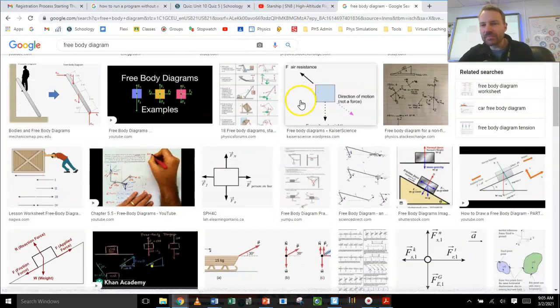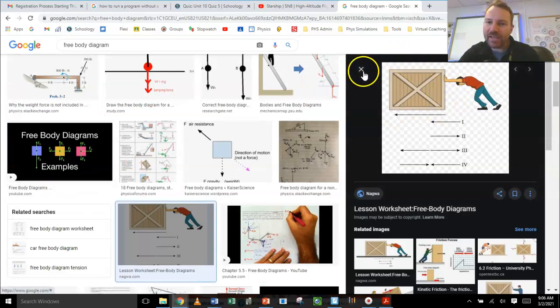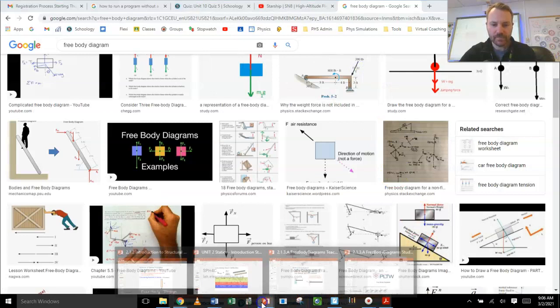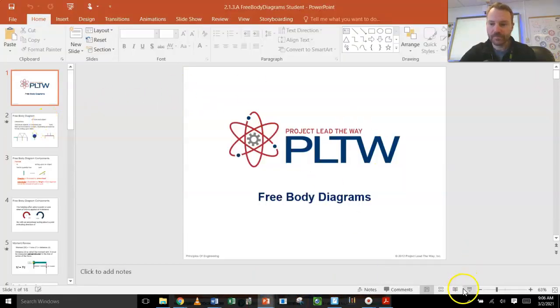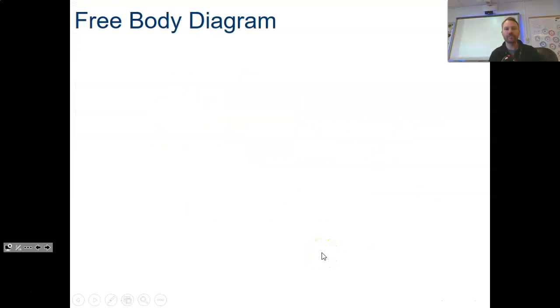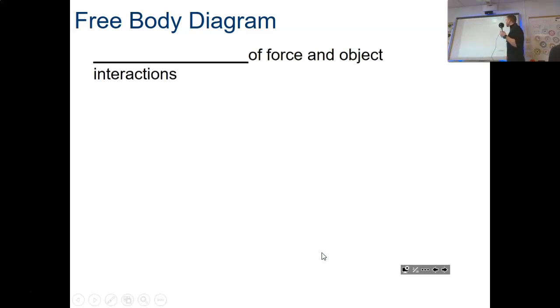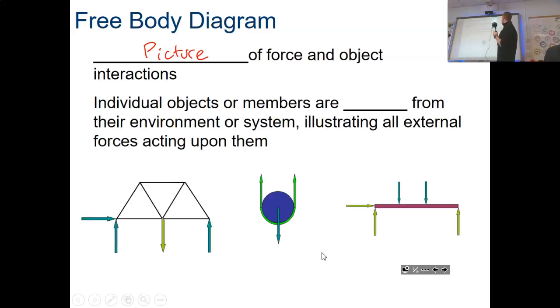So free body diagrams are just pictures that have arrows that represent how much force is being applied to an object. It's a picture of force and its interactions, or a diagram, you could say. Individual objects are separated from their system, illustrating all forces.